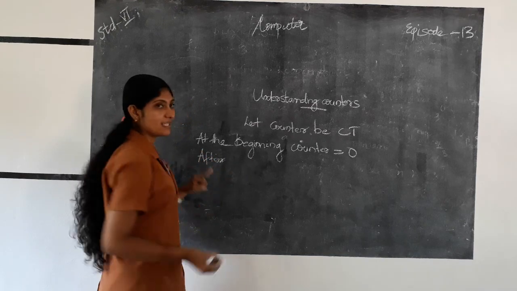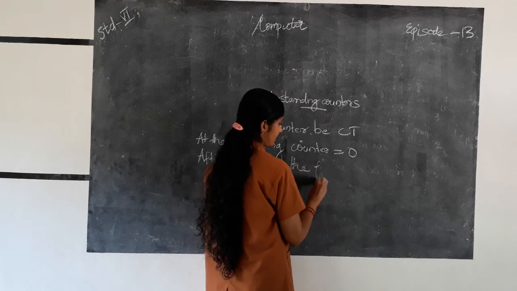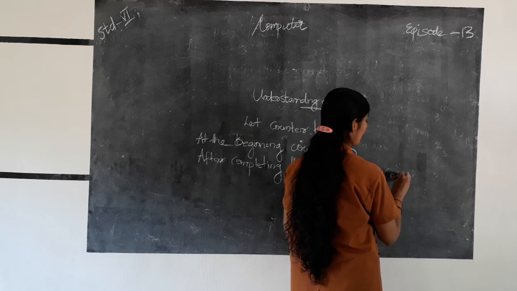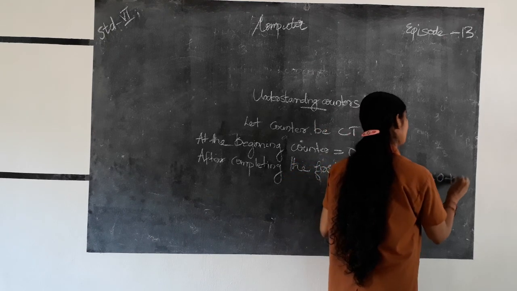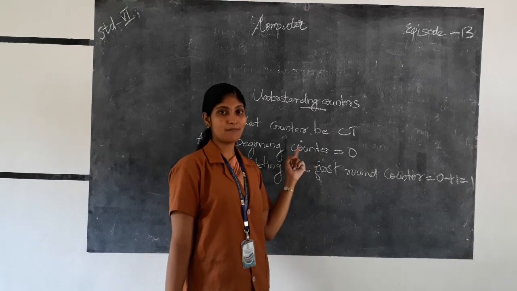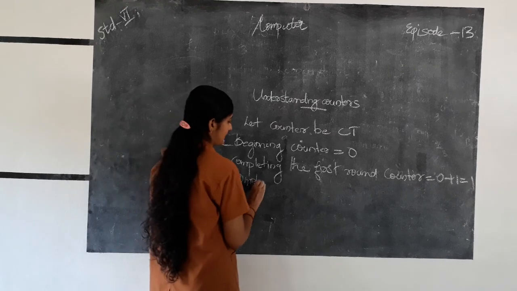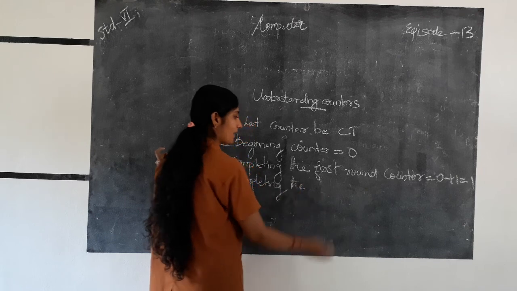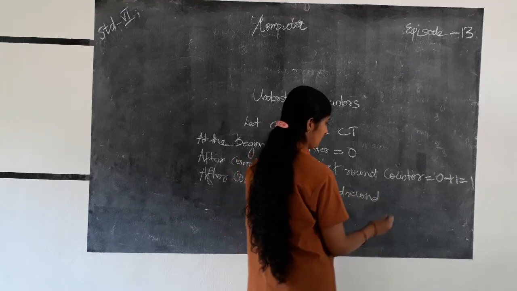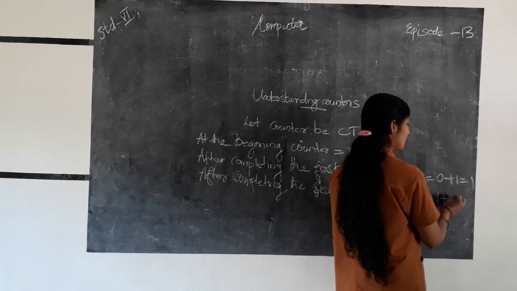After completing the first round, the value of the counter is 1. First round: counter equal to 0 plus 1 equal to 1. So when we compare the first and second, we know it is incremented by 1. Next, after completing the second round, what will be the value of the counter? Last we got 1, so it is incremented by 1. So 1 plus 1 is equal to 2.